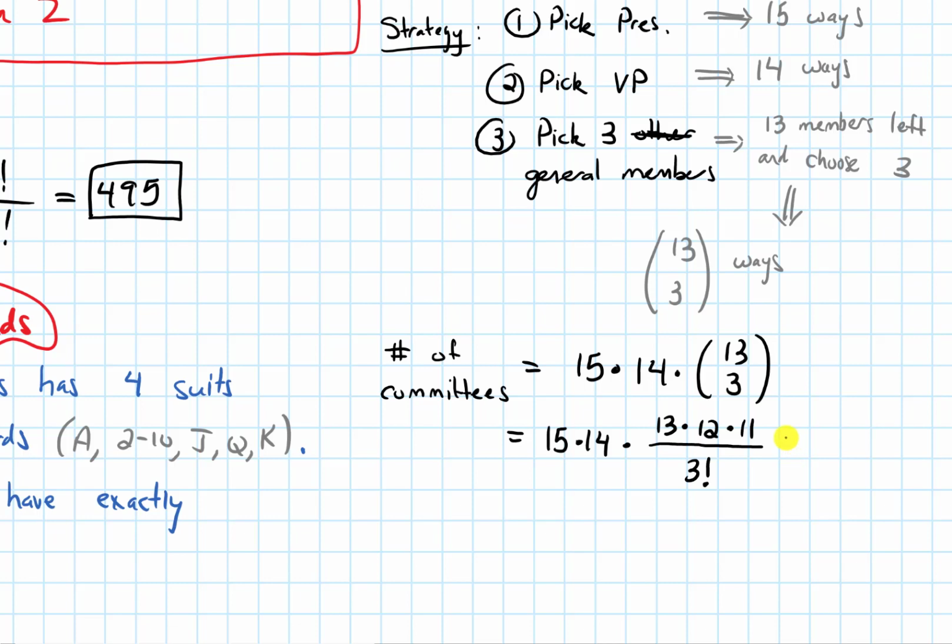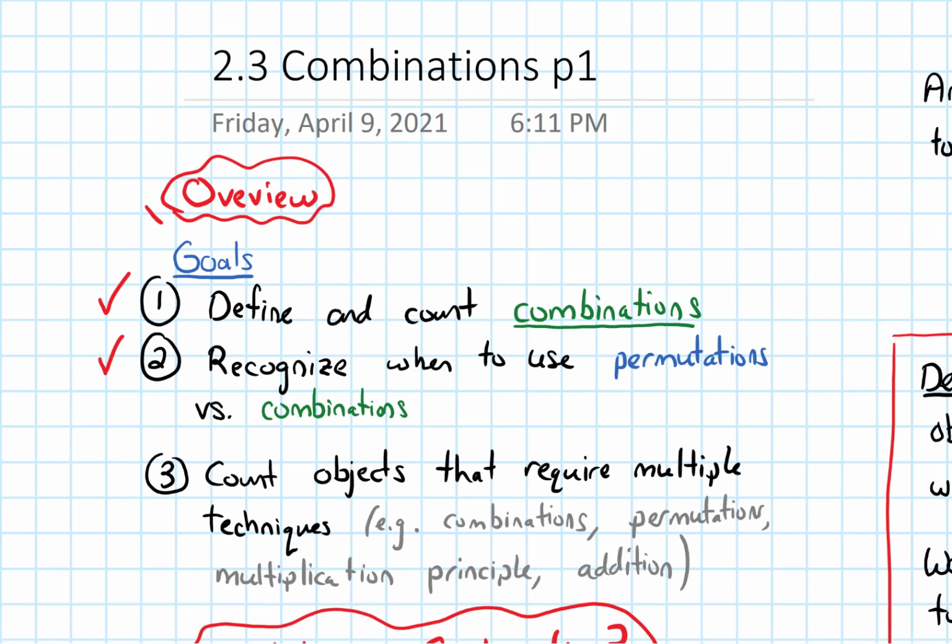All right, so plugging this into a calculator, we end up with 60,060. And that is our answer. So in terms of our goals for this section, we finished our last goal, which is talking about a few examples in which we count objects that required us to use multiple techniques. So for example, in this video, we did an example that involved both the multiplication principle as well as combinations.